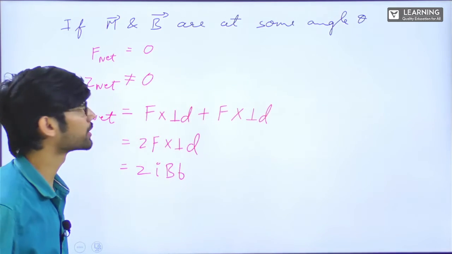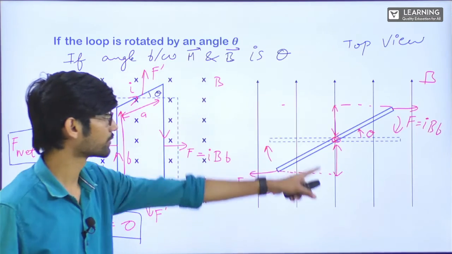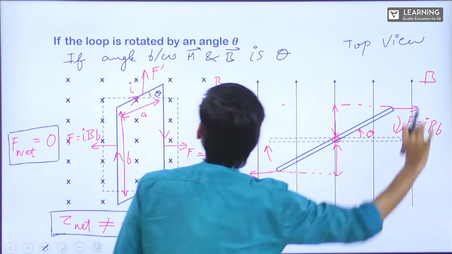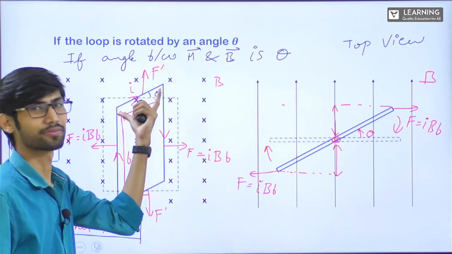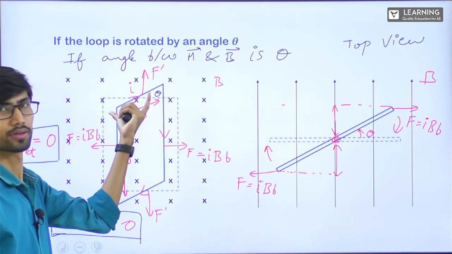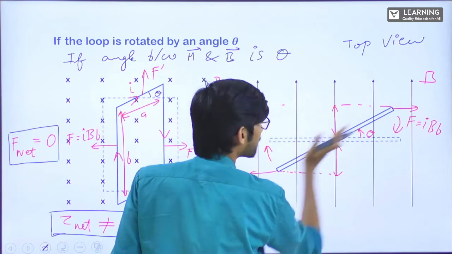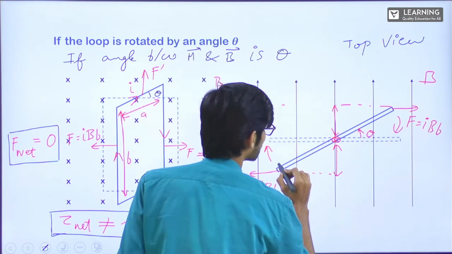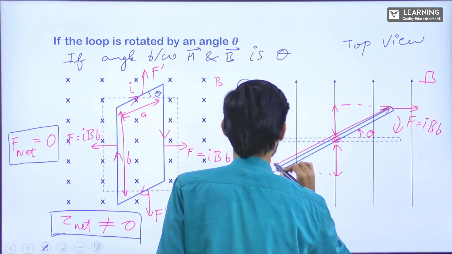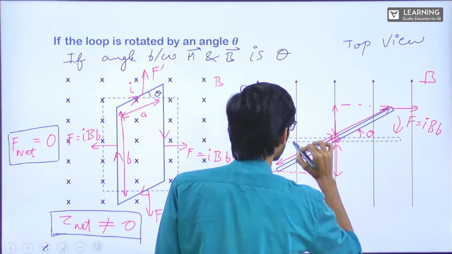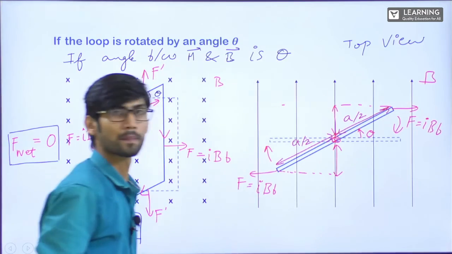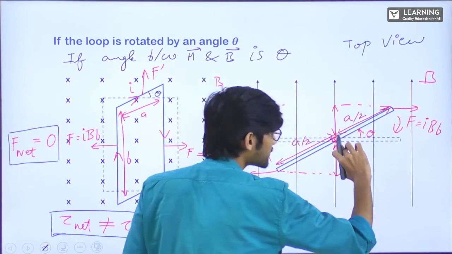What is the perpendicular distance? This distance. Now this length, what is this length? This one is A, from the top we are seeing. Correct? So this entire thing is A. If this is A, that means this is A by 2, and this is also A by 2. So if this is A by 2, what is this?